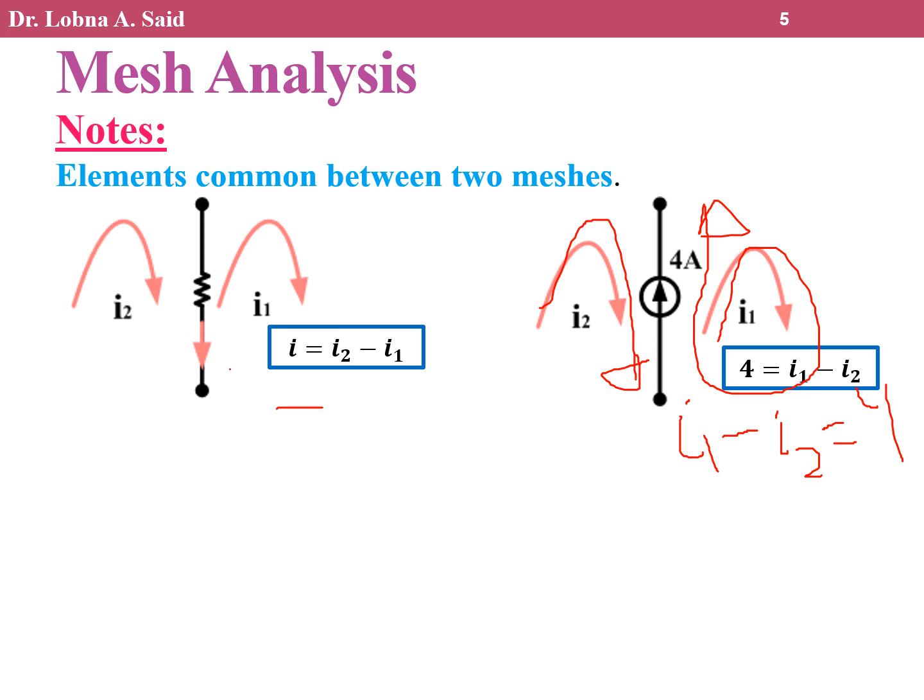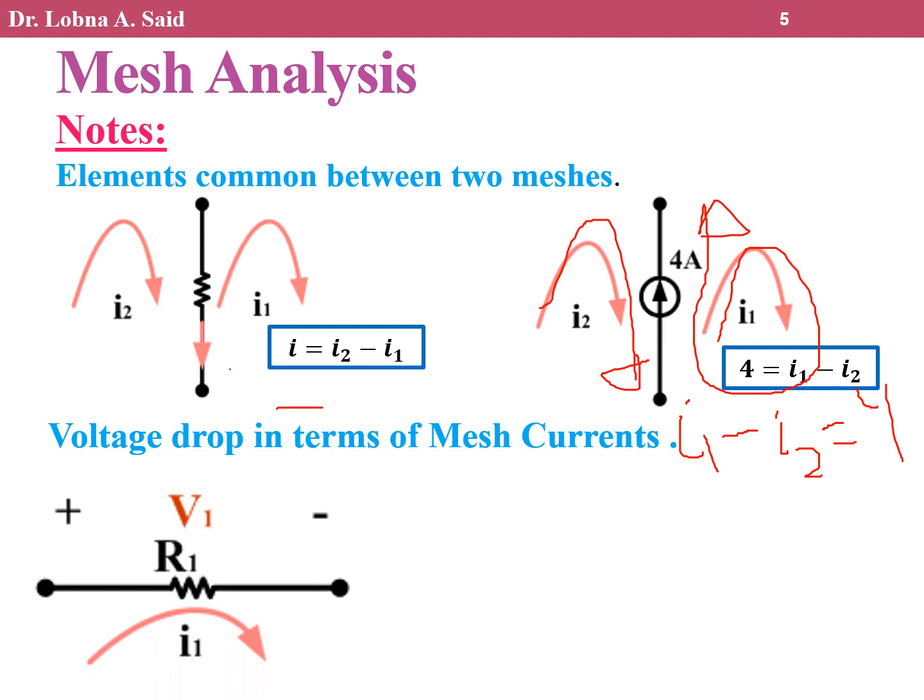So now if we have an element between two meshes as a resistance, we know how to write the current passing through this resistance. If the element between two meshes is a current source, this will give us an extra advantage because we will know the relation between the two mesh currents. How to identify the voltage drop in terms of mesh current? Let's look here.